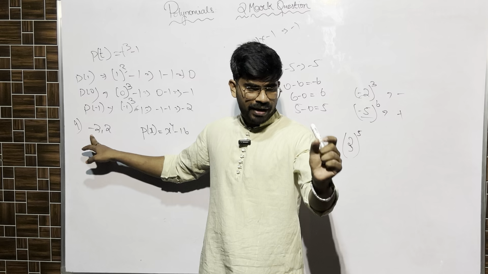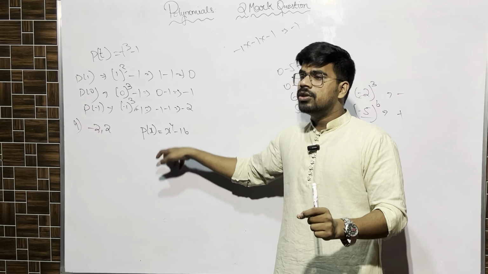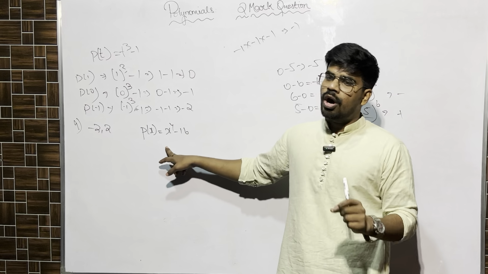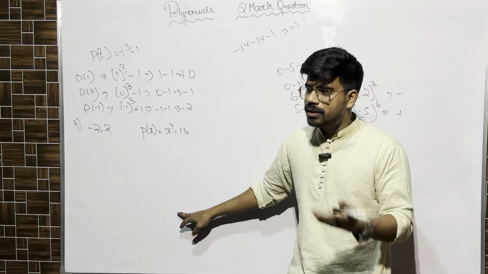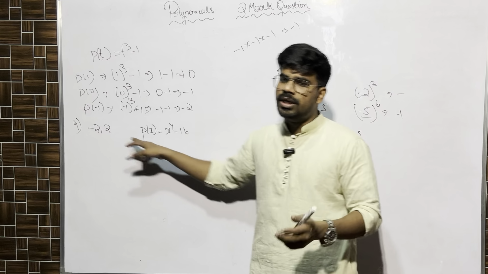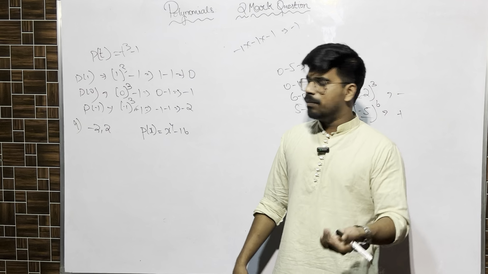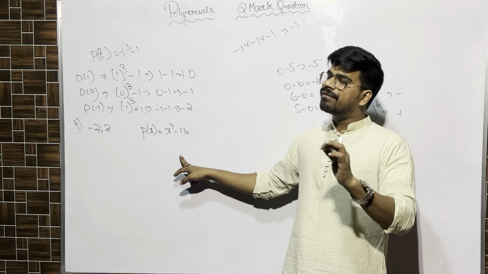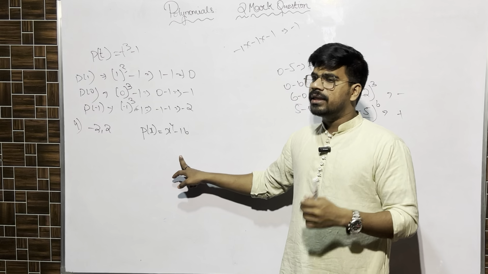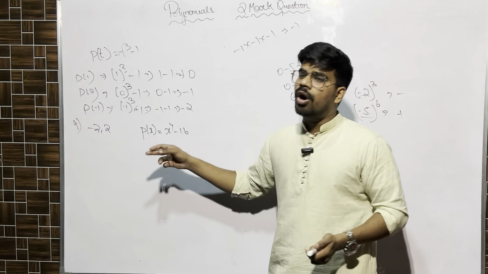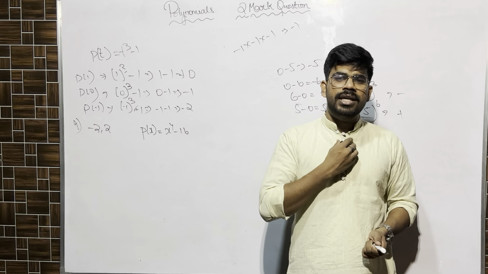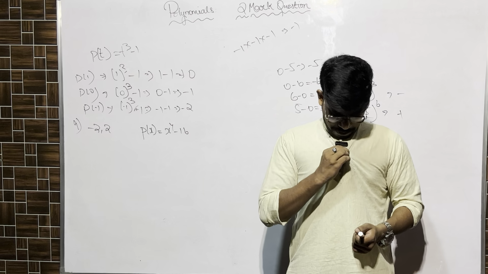So we have to take a value, substitute in place of x, solve it, and if the answer is 0, then we can say that -2 is a 0 or root of this polynomial. If the answer is not 0, then -2 is not a 0 or root of the polynomial. Same goes for 2. I have to substitute 2 in place of x. After solving, if the answer is 0, then 2 is a 0 or root of this polynomial. If the answer is not 0, then 2 is not a 0 of the polynomial.